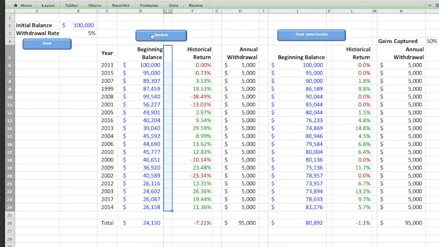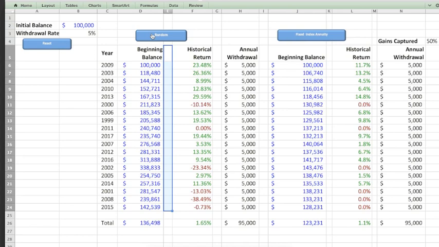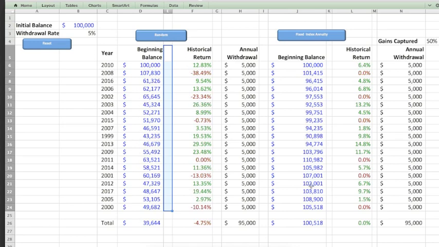Every time I hit the random button, it's going to give me a different result. Now, in most cases, the right-hand column will show a higher value than the left. In this particular case, it did not, and that's because we experienced a lot of gains in the first handful of years. I don't know how likely this is considering where the market is right now, but most of the time when we hit the random button, you'll see that the right-hand column outperforms the left-hand column simply by eliminating all of my losses, and I'm only getting half the gains.